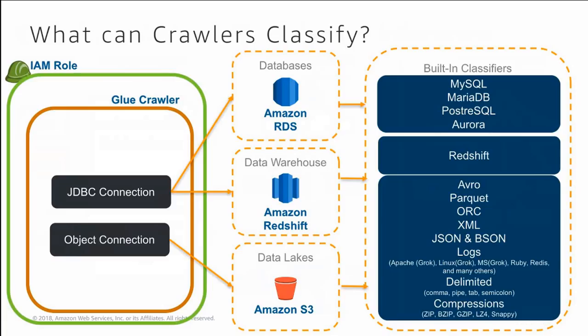In addition to being able to crawl your different data sources on S3, you could very easily plug it into things like Amazon Redshift to be able to crawl your Redshift tables. You could also plug it into Amazon RDS, be able to crawl MySQL, MariaDB, Postgres, Aurora, as well as self-hosted databases on EC2 for an example.